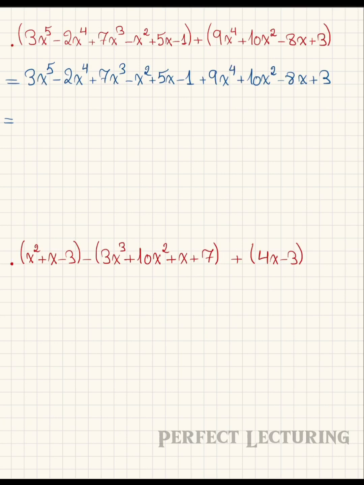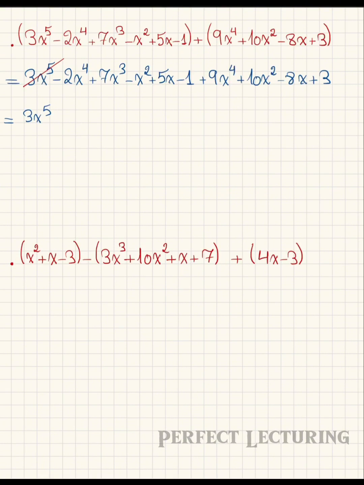So let's see. Let us start with 3x to the power of 5. Any like term? Any other x to the power of 5? No. So I simply copy it. So 3x to the power of 5 is copied, and I just scratch it to make sure that I do not miss any other term.